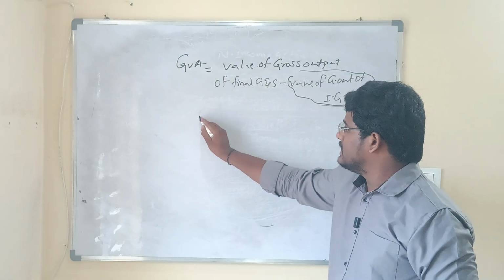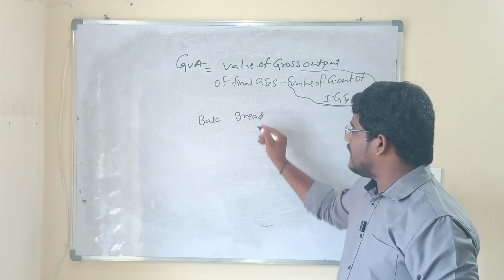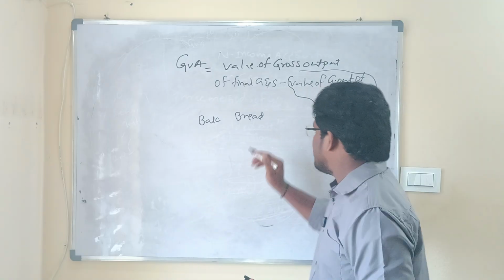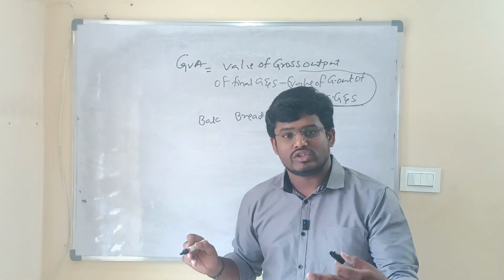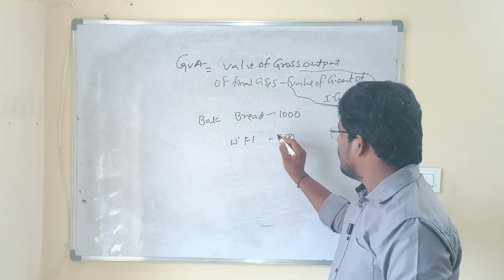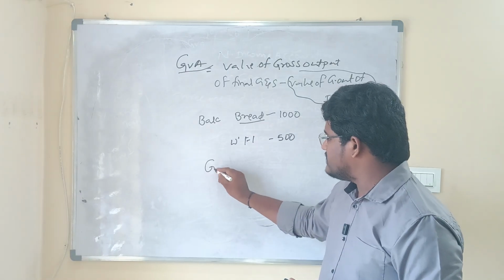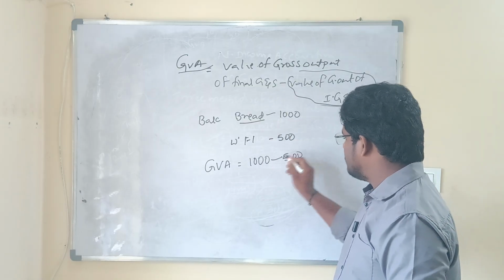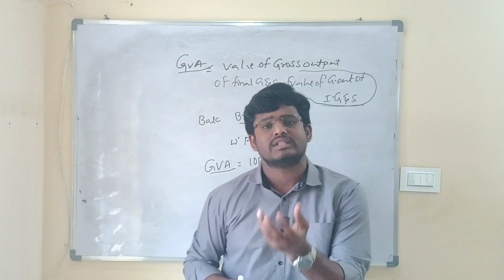Now let us take an example. Suppose we have a producing entity which produces bread. The producing entity has produced the bread and it is the final good, and the value of the bread, imagine it as 1000. Now to produce this bread, wheat flour has been used by this producing entity and the value of wheat flour, imagine it as 500. Now calculate the gross value added of this bread producing entity. GVA is equal to the value of bread, which is 1000, minus the value of wheat flour, which is 500. I can say the gross value added by the bread producing entity is 500.